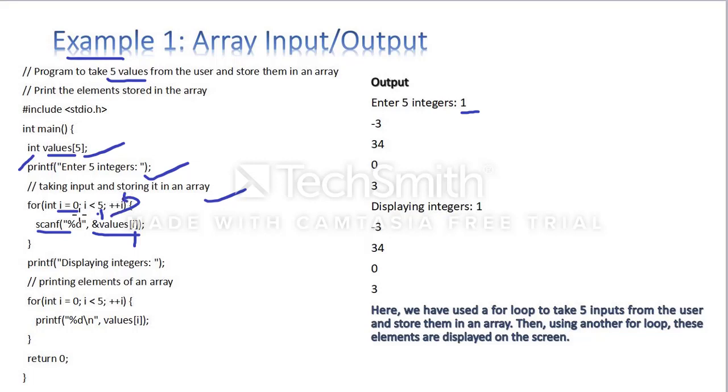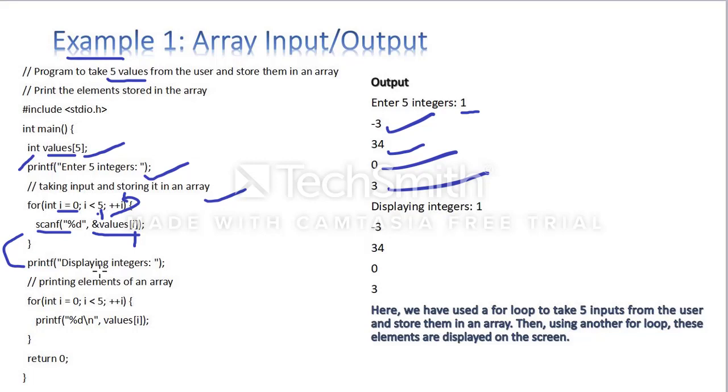So 1 is less than 5, correct. Again I come here. Values[1], the index is 1. What value am I entering here? -3. Same like that, I enter 34, 0 and 3. Next i becomes 5. Is 5 less than 5? It's false. So I come out of the loop.